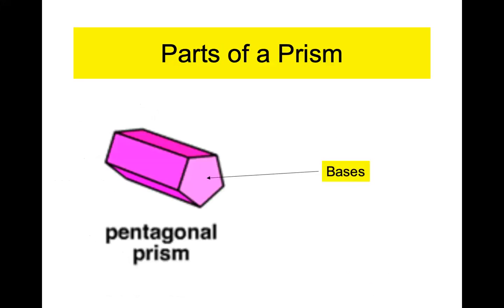You're going to have parts of a prism. You're going to have the bases. The bases are the two sides that are parallel. Okay, the sides are rectangles.